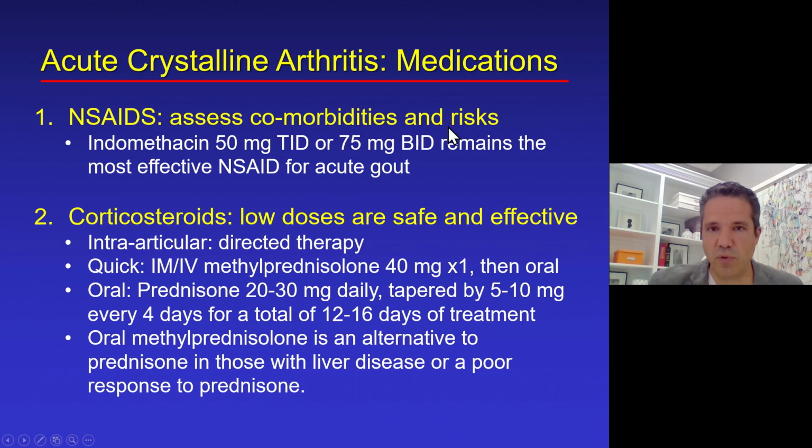But obviously there's a lot of comorbidities, be it renal disease or severe hypertension or peptic ulcer disease, which make NSAIDs less of an attraction for often the inpatient. Outpatients, pretty effective.